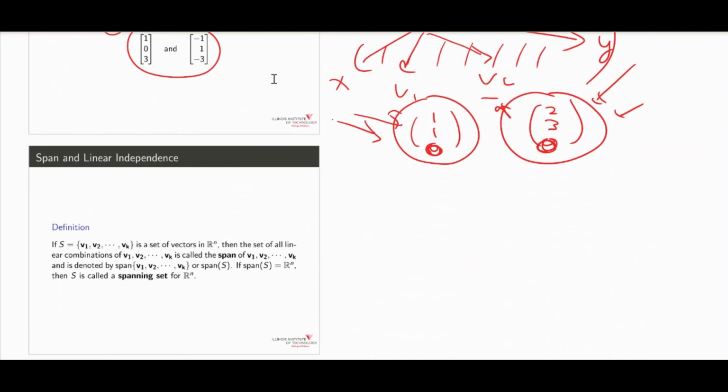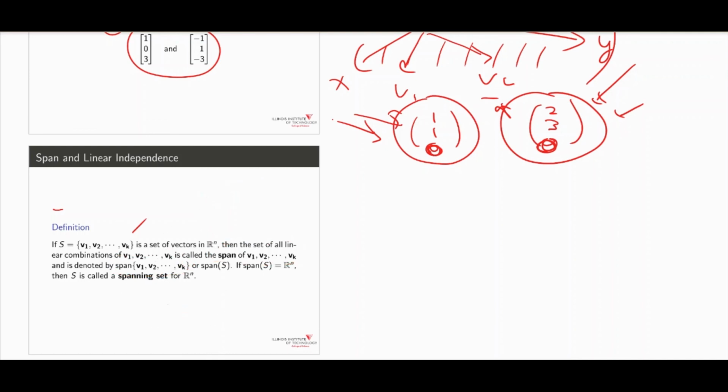The span is closely related to the concept of linear combination. So let's look at the definitions. If you have a set of vectors v1 all the way to vk, let's say they are in Rn first. This Rn can be replaced by any vector space. If you look at the set of all linear combinations of v1 all the way to vk, then we call it the span of these vectors. So the span of these vectors is the set of all the possible linear combinations of these vectors.